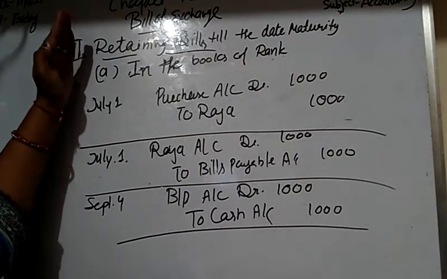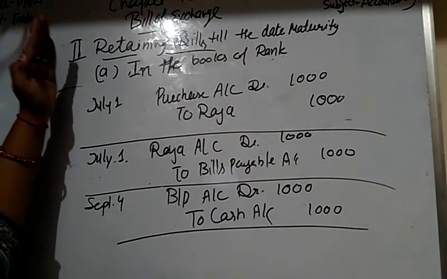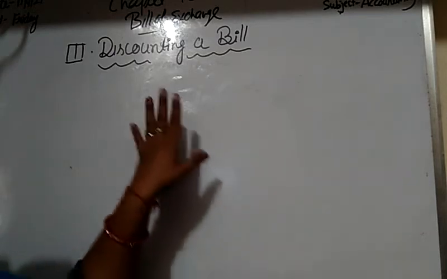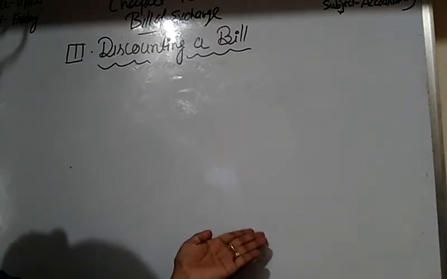So this is the second case, retaining the bill till the date of maturity. We are passing the journal entry in the books of the drawer, that is Raja, and in the books of the drawee, who is Rank. Clear, students? Next, students, is the third case, discounting a bill. As I told you earlier, the drawer needs money, so he discounts the bill which he made on the name of the drawee.